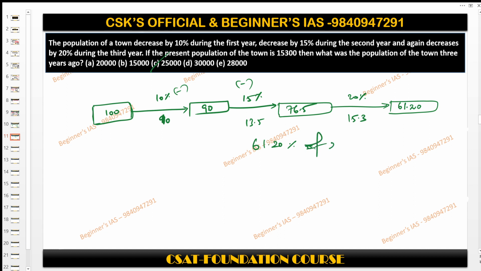Of x. So let us take 15,300 as x. So now x is equal to 15300 into 100 divided by 61.20. So two decimals.